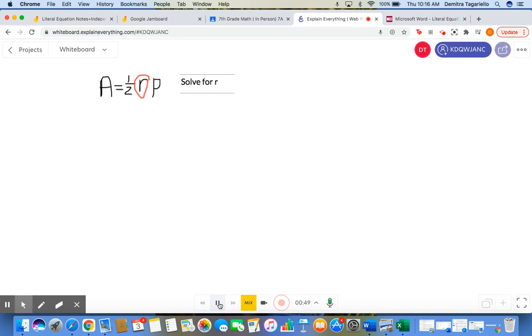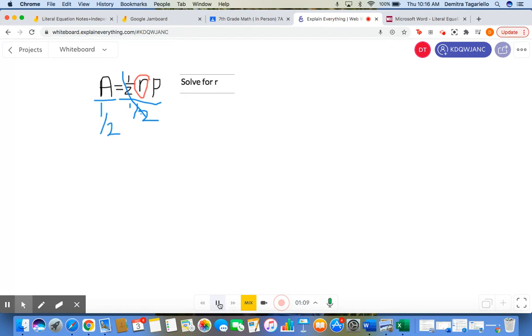So the first thing I'm going to do is get rid of 1/2. So I'm going to draw my division sign, and I'm going to divide by 1/2 here. Okay, what I do to one side, I'm going to do to the other. This cancels out.